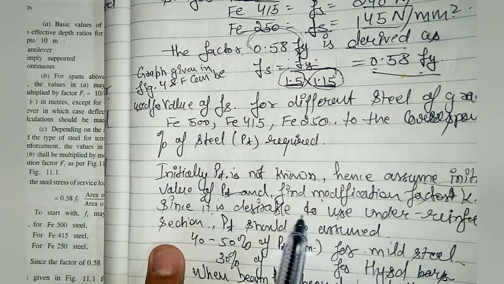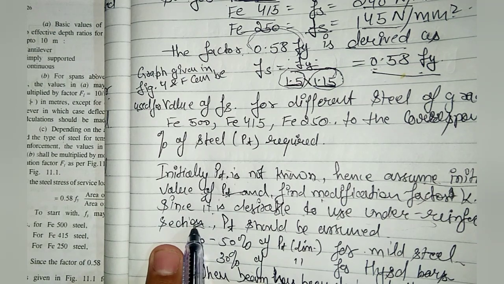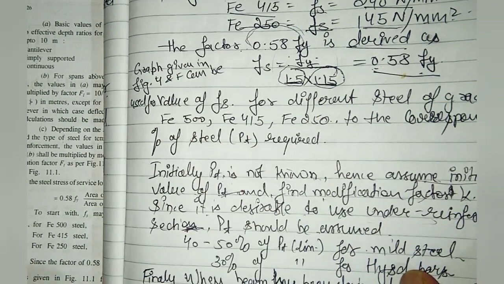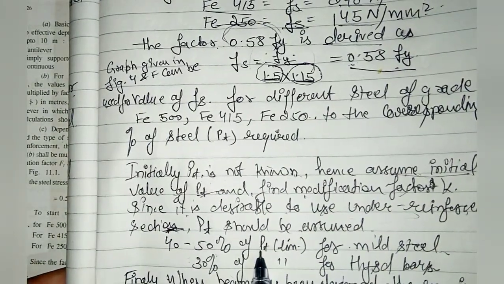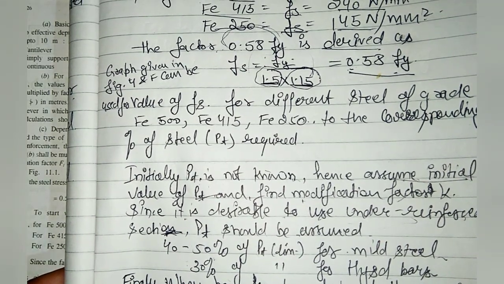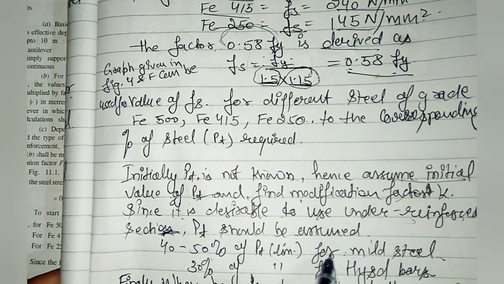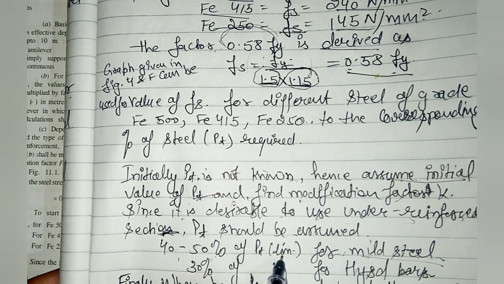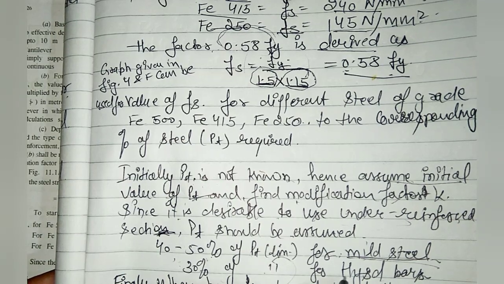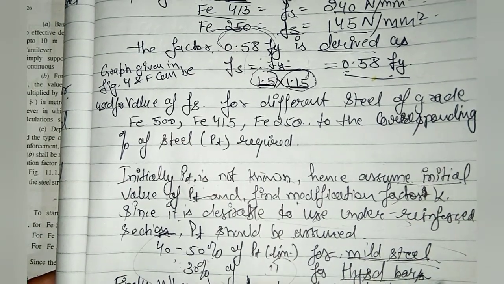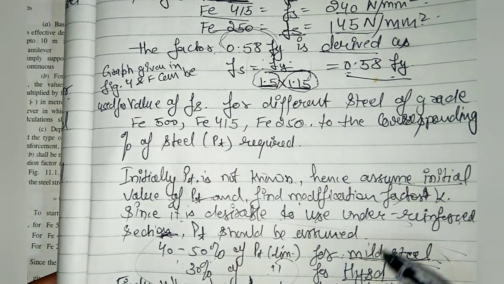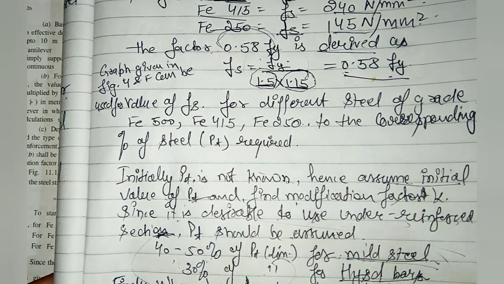Since it is desirable to use an under reinforced section every time, PT should be assumed as follows. It is assumed as 40 to 50% of PT limiting. What is this PT limiting? PT limiting is the limiting percentage of steel. For mild steel, 40 to 50% of the limiting percentage of steel, and 30% of the limiting percentage for HYSD bars. This is the value that you need to assume at the start of the design, to decide the value of your modification factor.